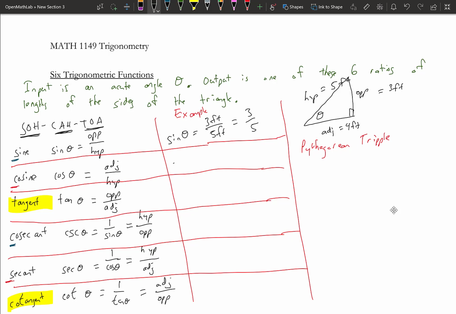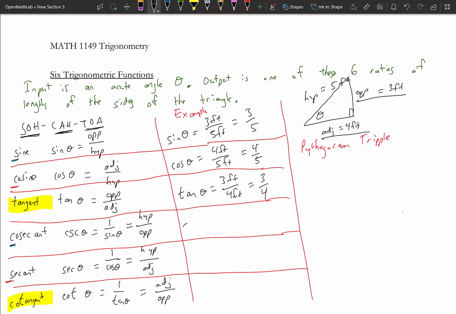So cosine of theta is equal to the adjacent, which is 4 feet, over the hypotenuse, which is 5 feet. So this becomes just 4/5, right? Again, the feet divided by feet are going to cancel each other out. Lastly, we have tangent of theta. So tangent of theta is opposite over adjacent, right? So here's the opposite, here's adjacent. So we would have 3 feet over 4 feet, which the units cancel, we get just 3/4, right?